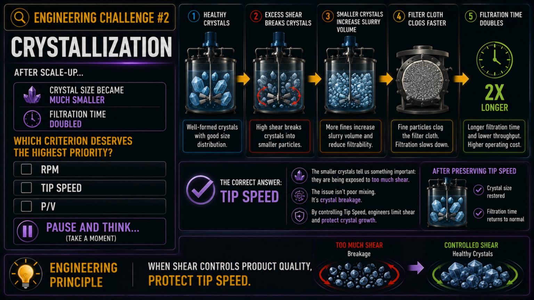The smaller crystals tell us something important. They're being exposed to too much shear. The issue isn't poor mixing. It's crystal breakage. By controlling tip speed, engineers limit shear and protect crystal growth.